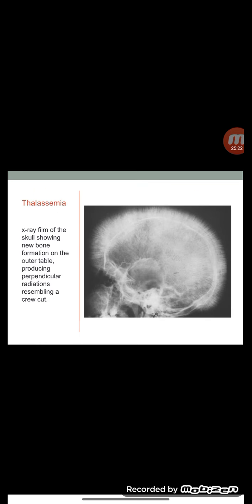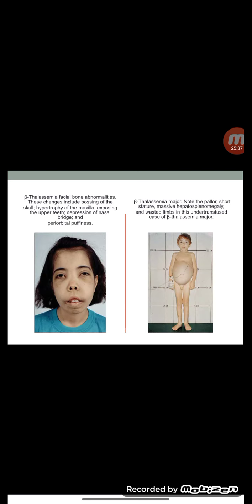This is the X-ray of the skull, which shows the crew-cut appearance or military style of hair cutting, like when you make the hair too short, they will rise on their ends. Here are the patients who are not optimally treated for beta thalassemia major. Here you can see hematopoietic expansion of the bone marrow in the facial bones leading to deformity of the face. Here you can see the hepatosplenomegaly giving rise to a pot belly.